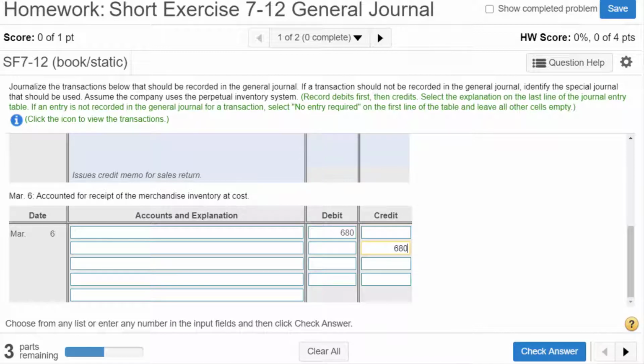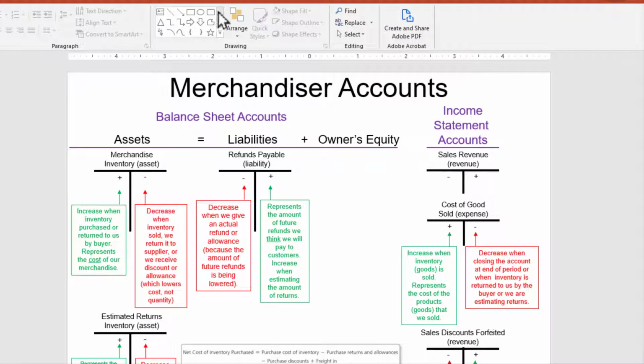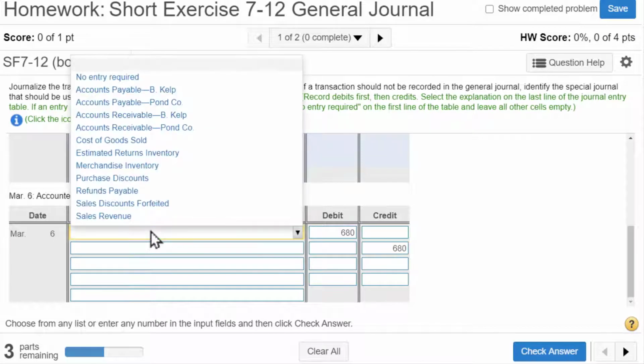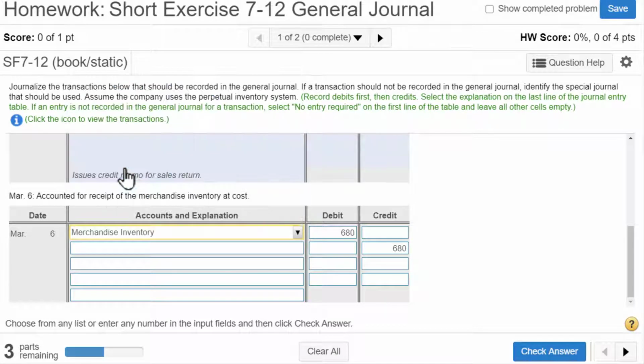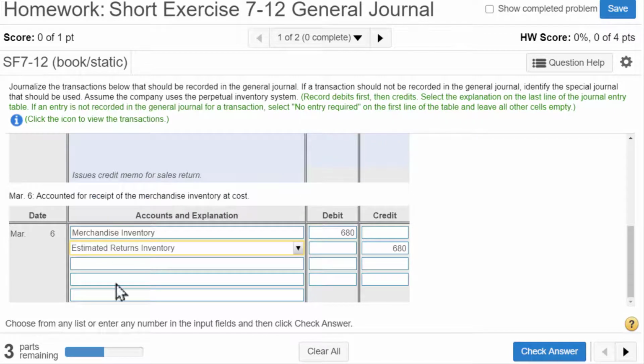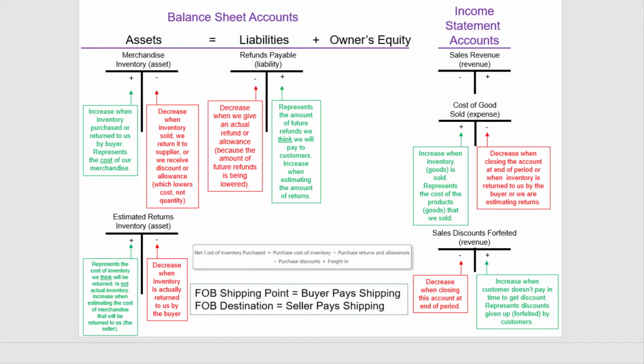So let's start with the easiest one to understand. When the inventory is returned to us, does it increase or decrease? Well, the inventory account is increasing, so that is my debit account. Inventory is increasing. And then the other account is estimated returns inventory. So I'll quickly review that account.